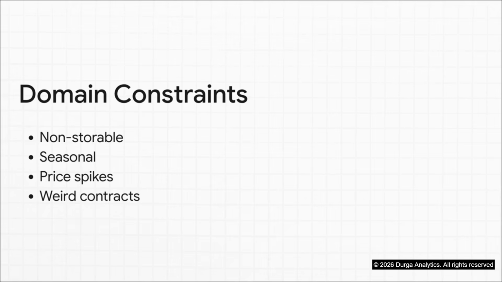A great example is the swing contract, where a buyer can actually vary how much gas they take each day. Pricing that complex swing contract, that is exactly what we're going to build from scratch in Project 1.